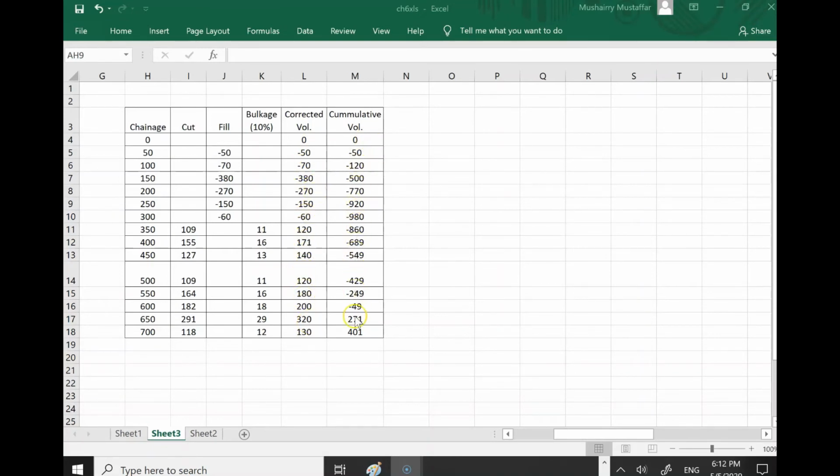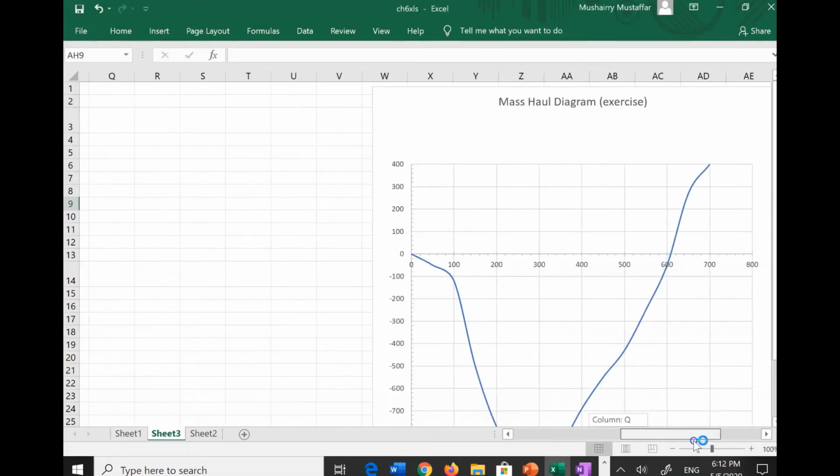And the last column here. Remember, Mushairry diagram, chainage versus cumulative volume. So you've got to add up all the volume: 50, 120, 500, and so on to get to the last point, or the last chainage, which gives you 401. So we're going to use that chainage and that cumulative volume to do the diagram or the plot. So I prepared a plot, which looks something like this.